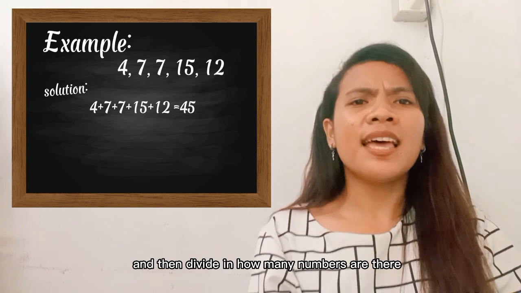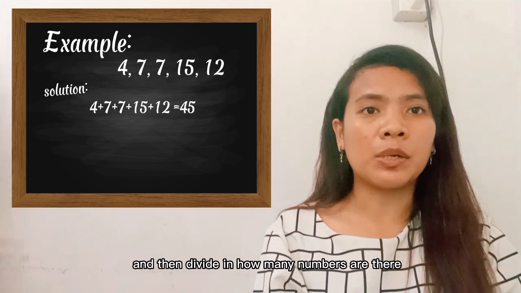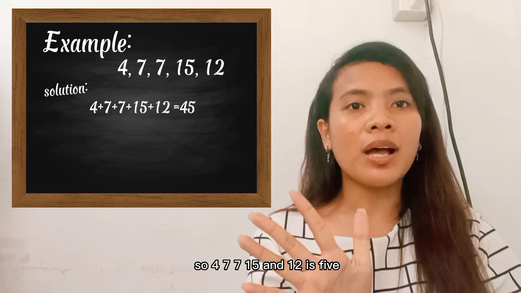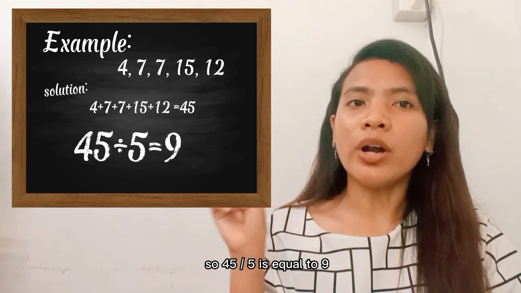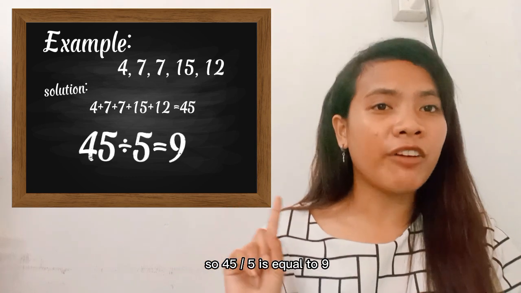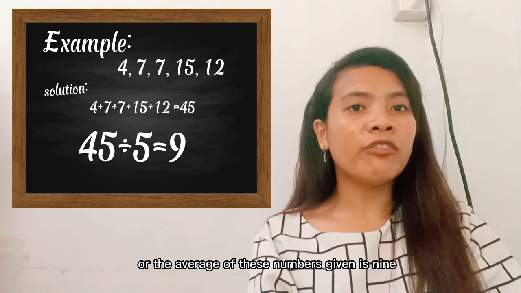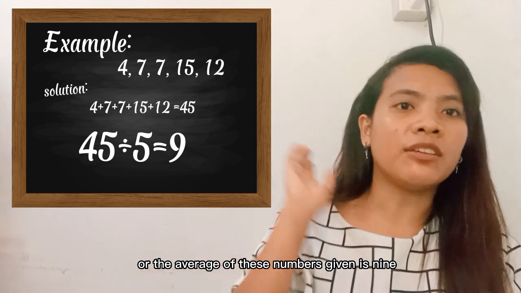And then divide by how many numbers there are. So 4, 7, 7, 15, and 12 is 5 numbers. So 45 divided by 5 is equal to 9. So the mean or the average of these numbers given is 9.